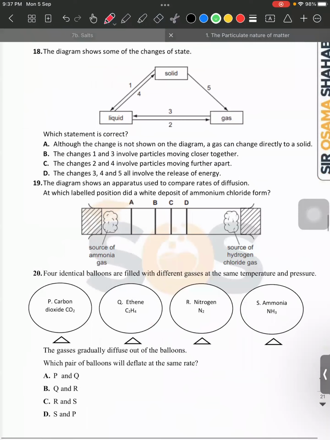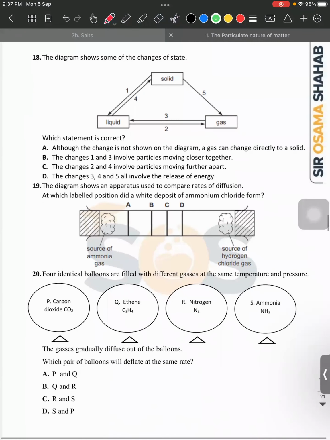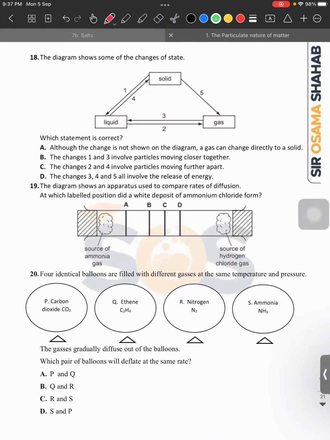Yes, 18th MCQ. Over here, you can see the diagram shows some of the changes of state, right? We have six changes of state, and one is missing over here. This one is missing, right? So solidification is missing in this diagram, and the question is actually related to this. The question is which statement is correct.